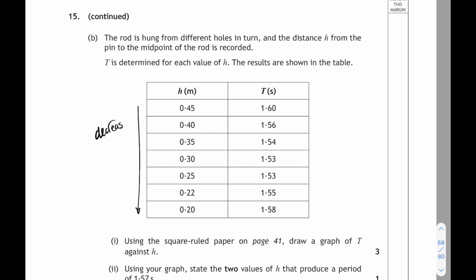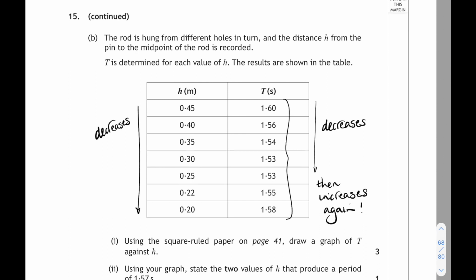All the h values are decreasing, and your t values are decreasing, but then they increase again. So this is going to be a kind of strange looking graph. Also, your t values are very, very close together. It's got a very small range. And so do my h values. They're all kind of clustered together.